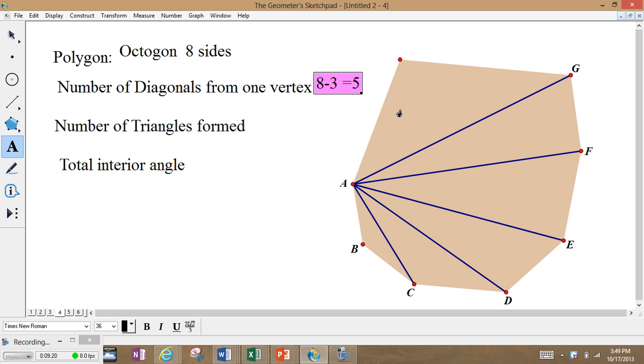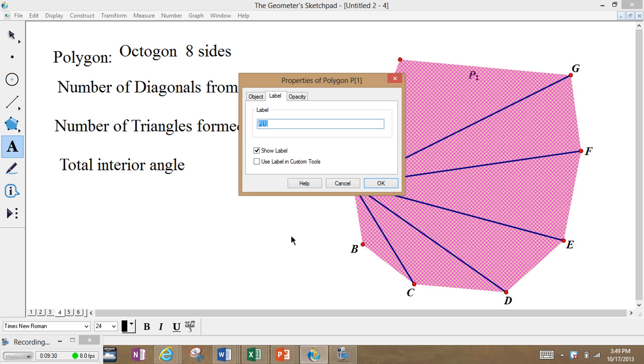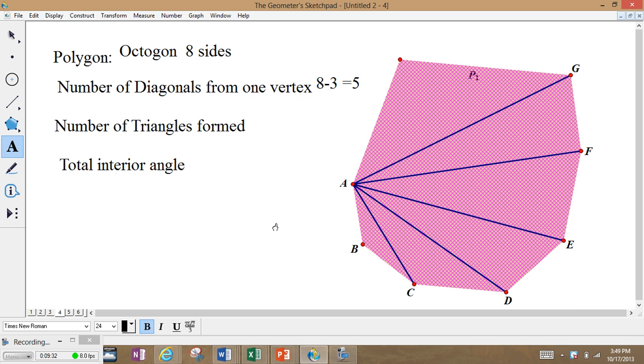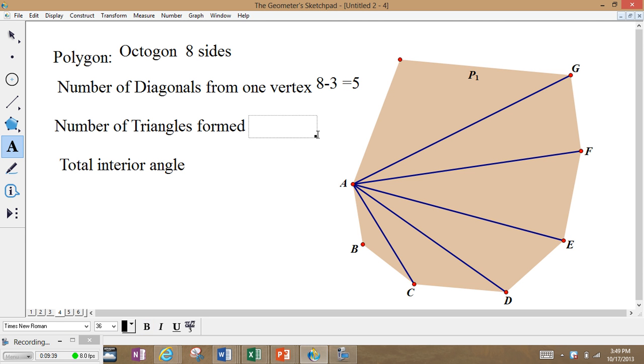Now the number of triangles: 1, 2, 3, 4, 5, 6. So we have 6 triangles in here. Let's account for that. That is 8 minus 2, which is equal to 6. And we have 6 triangles, each at 180 degrees.